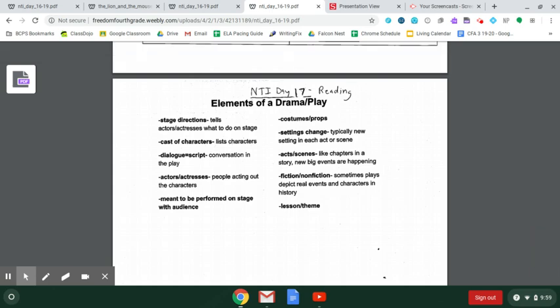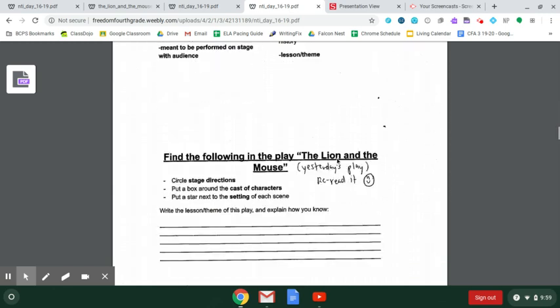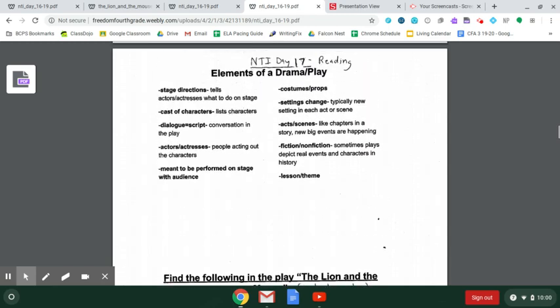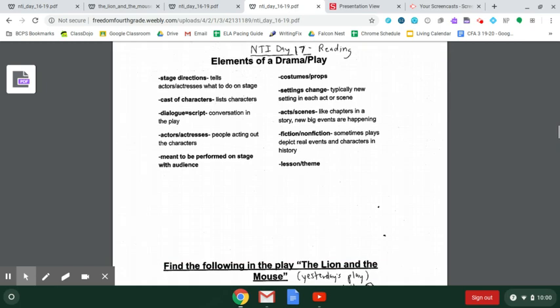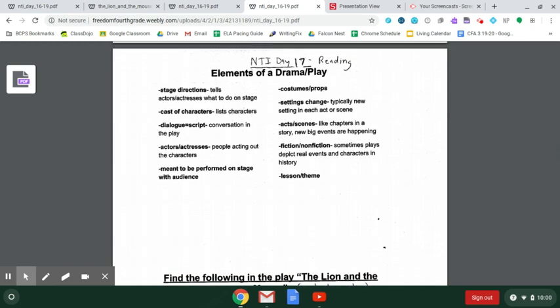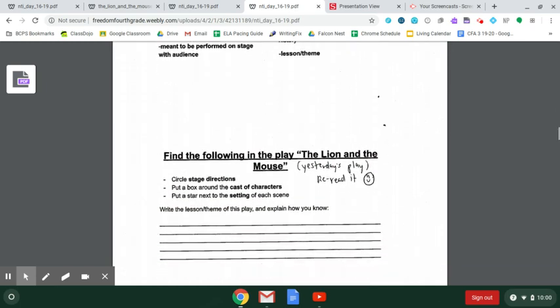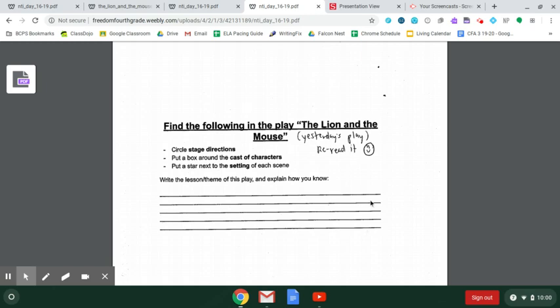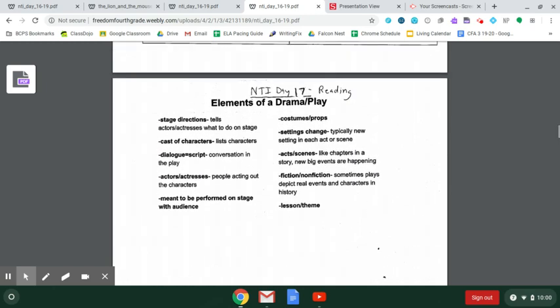Now for tomorrow, just like we learned about the elements of poetry on day 15, we're going to learn and identify the elements of dramas or plays. And you're going to do that with the play, The Lion and the Mouse. So on day 17, tomorrow, you should reread that play to refresh your memory. Okay. And I want to talk to you about the elements of drama that you're going to identify on this play. So, first of all, we've got stage directions.